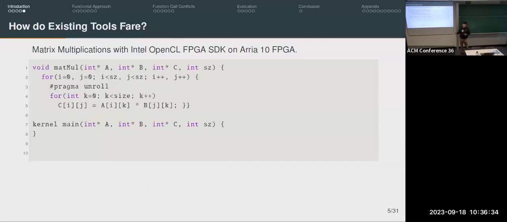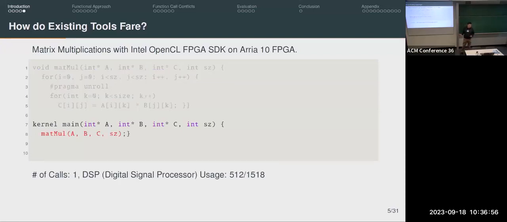But how do existing tools handle this problem? Let's take a look at the Intel OpenCL example. We tested this on an Arria 10 FPGA, and we first define a function called gemm, for matrix multiplication. And we have a kernel main function where we call gemm several times. First, we call gemm the first time, and we get the DSP usage. DSP is mainly for multiplication. This number is just for reference, because we will call the function a second time.